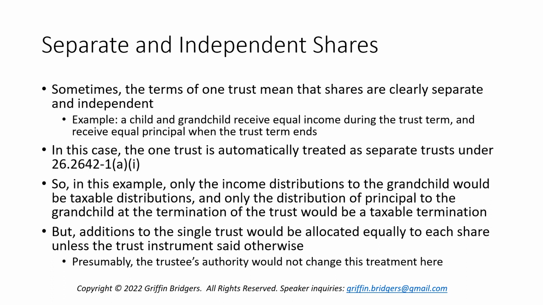of regulations. So what that would mean here is that in this example, only the income distributions to the grandchild would be taxable distributions, and they'd only be deemed to come from the grandchild's separate and independent share. Similarly, only the distribution of principal to the grandchild at the termination of the trust would be a taxable termination. And you could assign GST exemption differently to each of these trusts so that the share for the grandchild could be made exempt through a zero inclusion ratio.